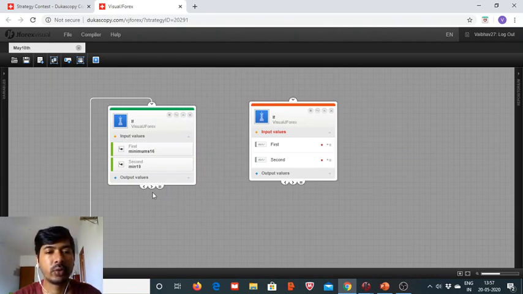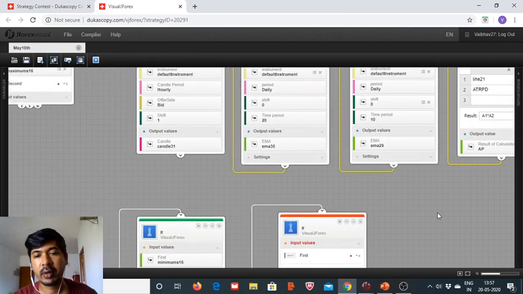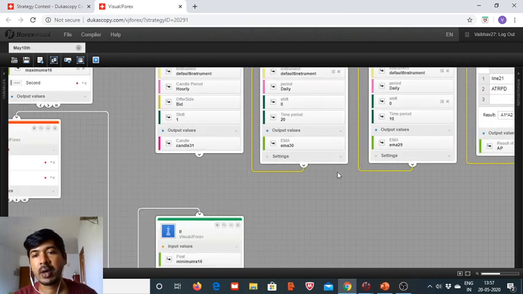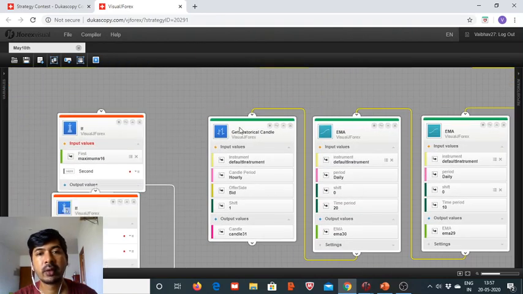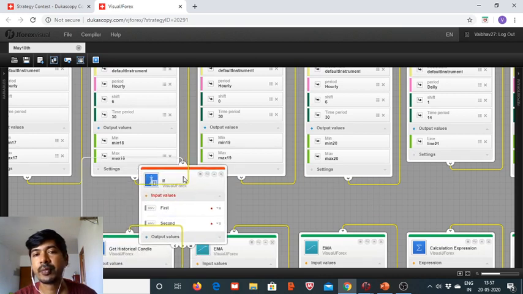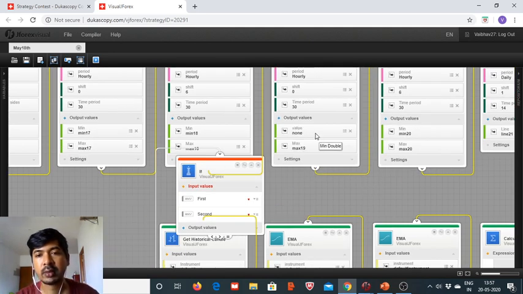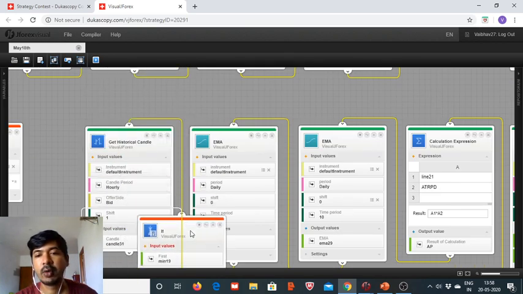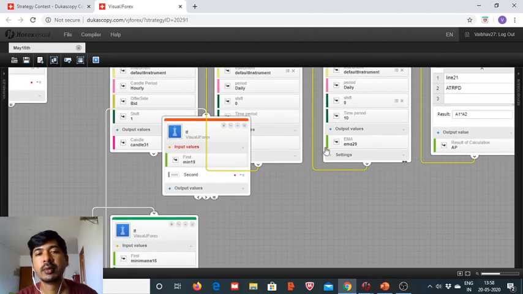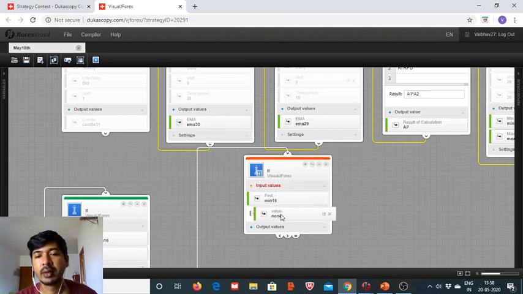The minimum value should be greater than minimum 19, and we want the current minima to be greater than the EMA 20. So we take the bid low price, here is the minimum 19, and we take EMA 20's value, and EMA 20 is EMA 30.